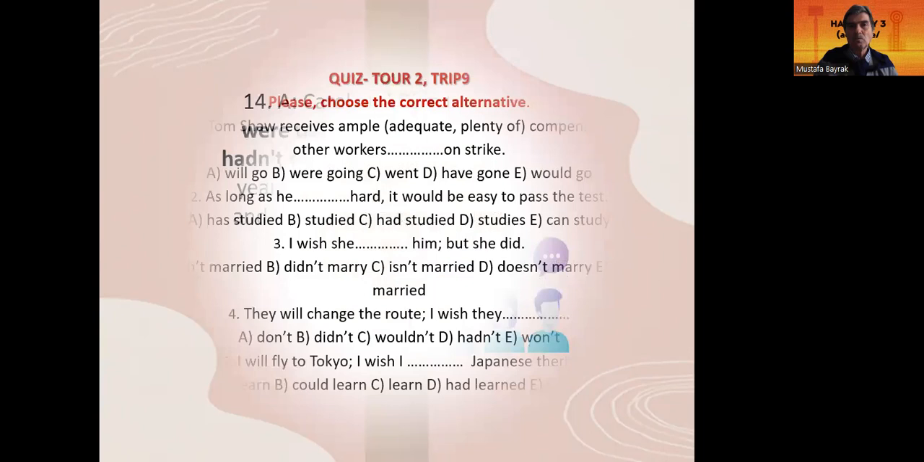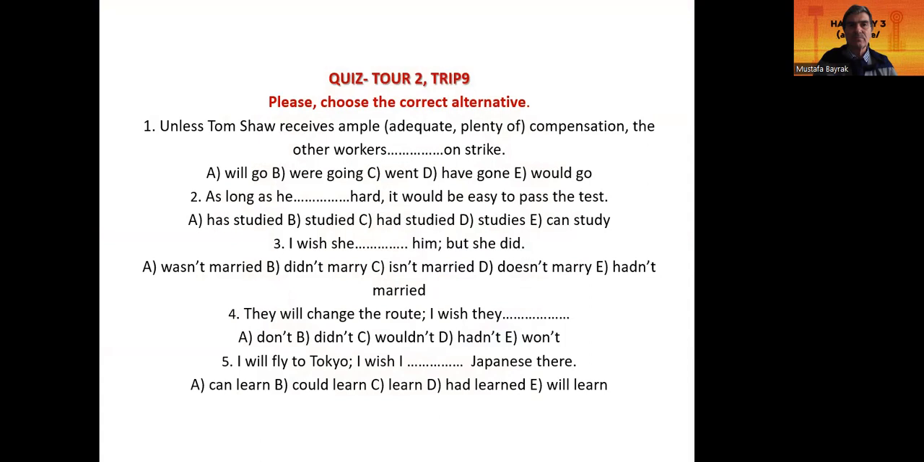Yes, now quiz time. It is about, of course, what we have been studying: the if clauses, the alternative if expressions, mixed type of if clauses, and as if clauses. So it will be all about them. Okay, unless. For example, unless Tom Shaw receives ample or adequate compensation, the other workers blank on strike.